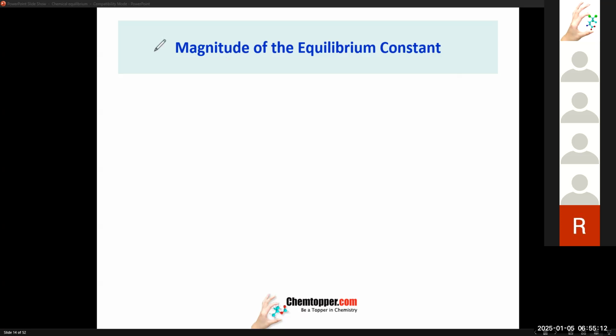Magnitude and manipulation. I'm changing the topic, children. You can write down: manipulation of the magnitude of the equilibrium constant. Let's try to understand what it is.